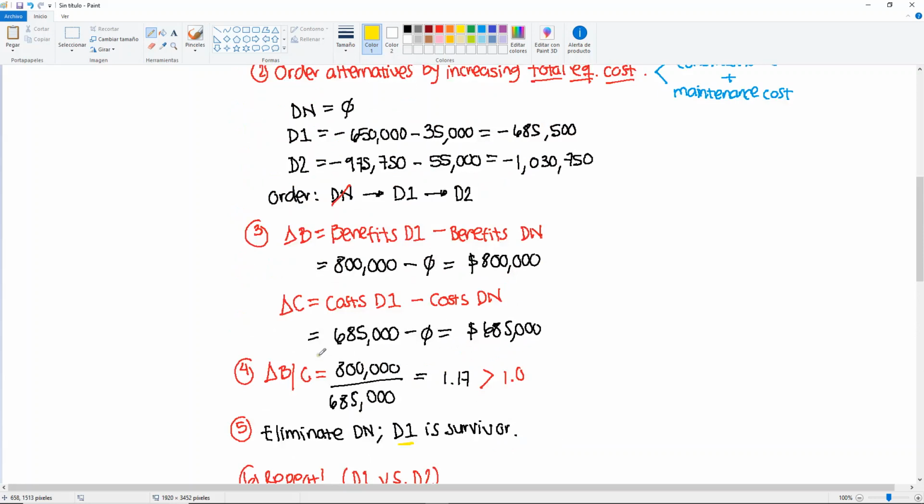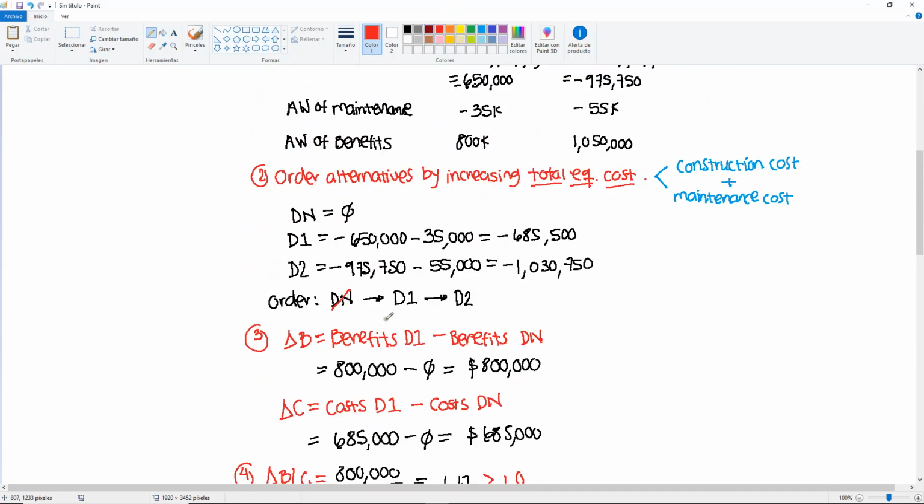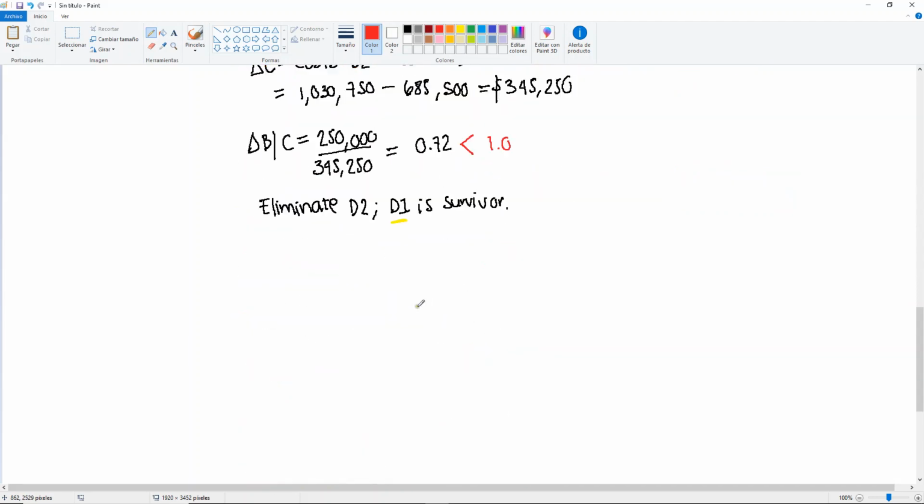Okay, so we eliminated D2. We do not have any more alternatives left, so D1, we'll just keep D1, no more alternatives.